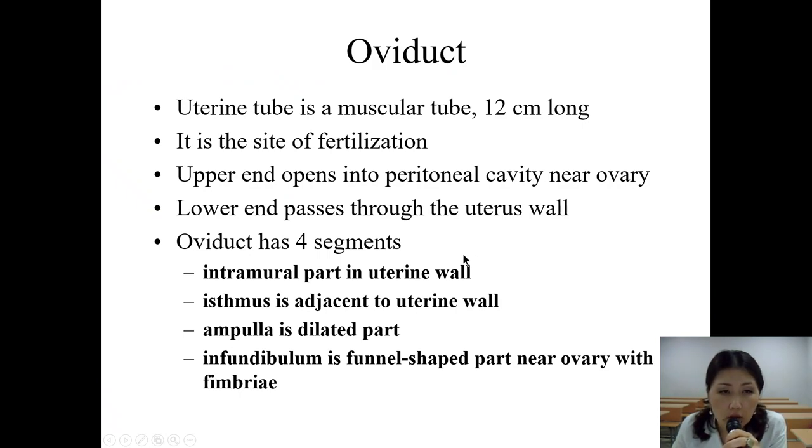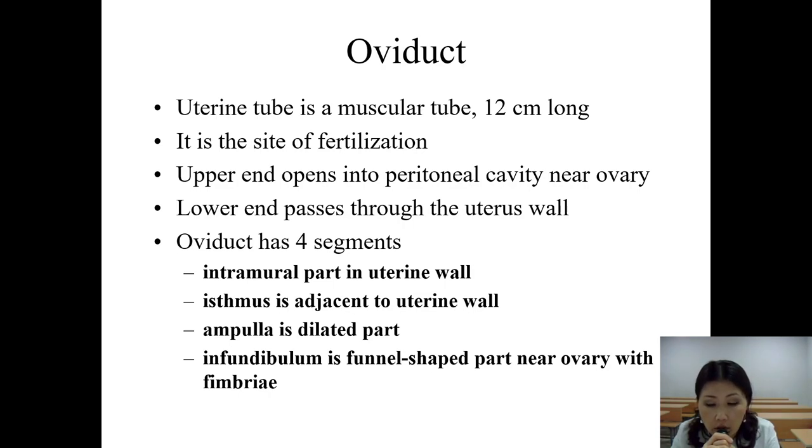Next is the oviduct. The oviduct, or uterine tube, is a muscular tube, 12 centimeters long. It is the site of fertilization. The upper end opens into the peritoneal cavity near the ovary. The lower end passes through the uterus wall. And the oviduct has four segments.